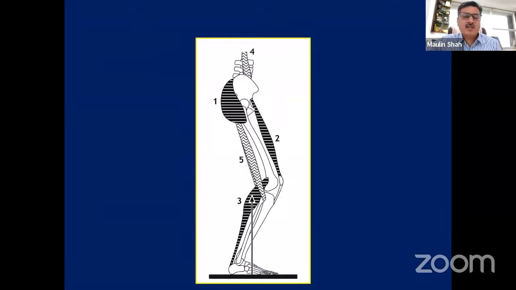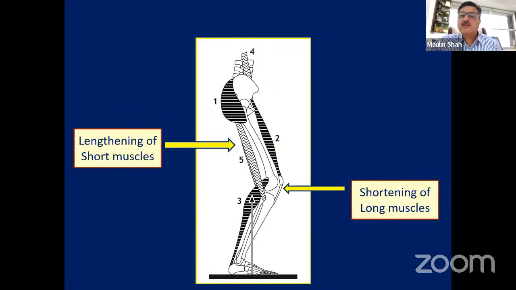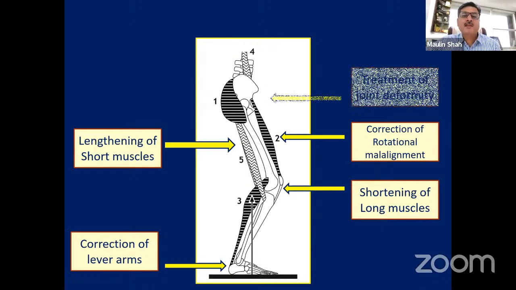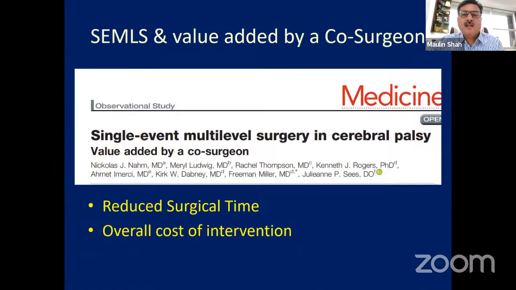So what surgeries do we do? We lengthen the shortened muscles. We shorten the long muscles, like patellar plication and so on. You will see this in our subsequent cases. We correct the lever arm by correcting planovalgus feet, or rotational malalignment, like correction of femurs and tibias. And finally, joint deformity correction for subluxation. These are all elements which we do in one session. There is evidence now that value is added by a co-surgeon. If you have a team, both teams can work together, and if you work that way, the total surgical time, blood loss, and overall cost of intervention reduce significantly. There are many centers where they have two teams, or if you have fellows to assist you, that helps in reducing the time of operations.